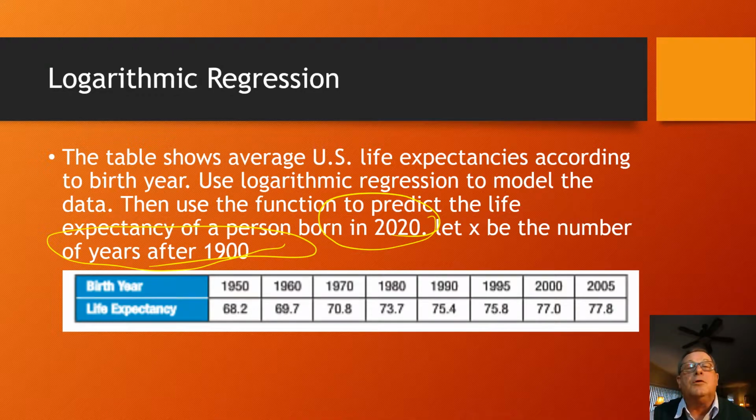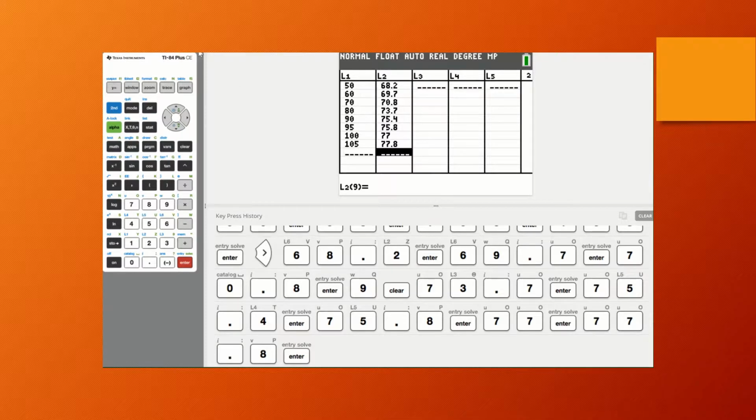So we're moving over to the calculator. I've already checked to see that my stat plot was on, and the type of stat plot I want is a scatter plot. We've gone through that process before, and you can see here that I've already entered the data, beginning with X values of 50, which represents 1950, or 50 years after 1900. And we entered the life expectancy data into the L2 column.